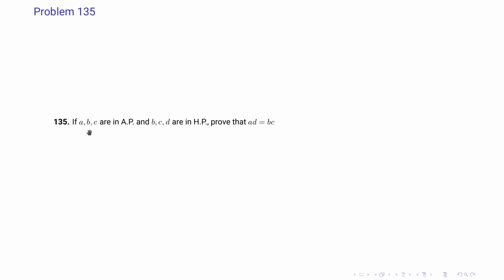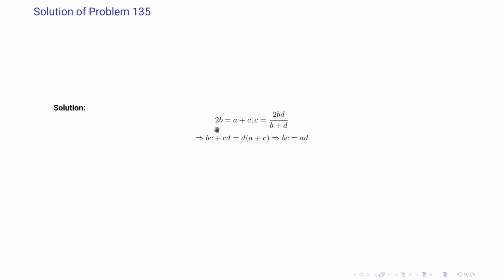Problem 135 says that if a, b, c are in AP and b, c, d are in HP, prove that ad is equal to bc. So a, b, c are in AP, so 2b is equal to a plus c, and b, c, d are in HP, so c is equal to 2bd by b plus d. We cross multiply this, we get bc plus cd is equal to 2bd. Now here we substitute 2b is equal to a plus c, d into a plus c, and then we cancel out cd, we get bc is equal to ad.